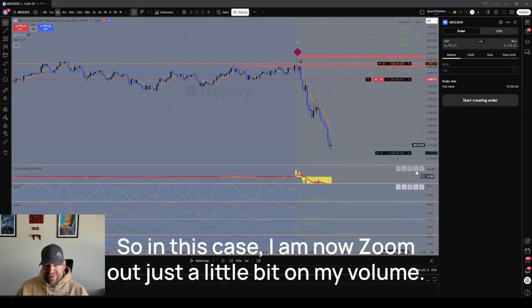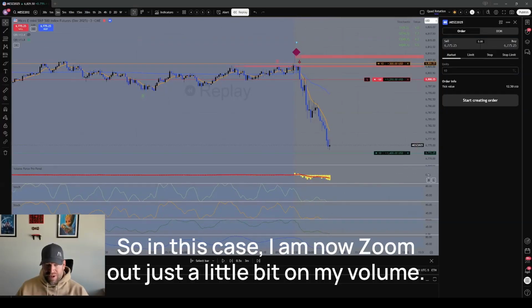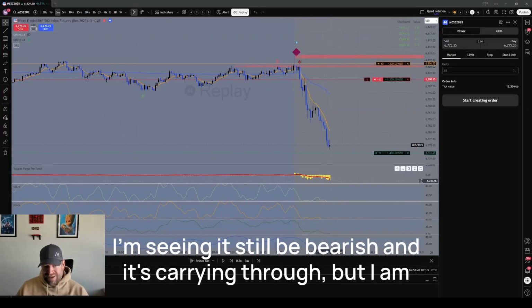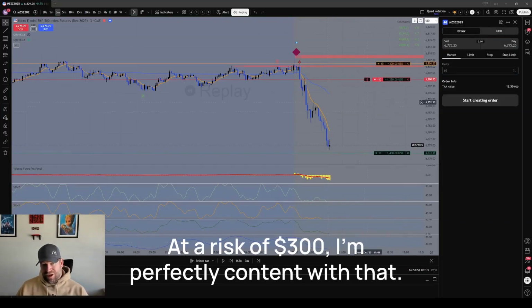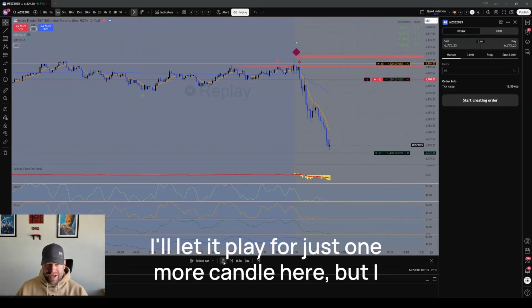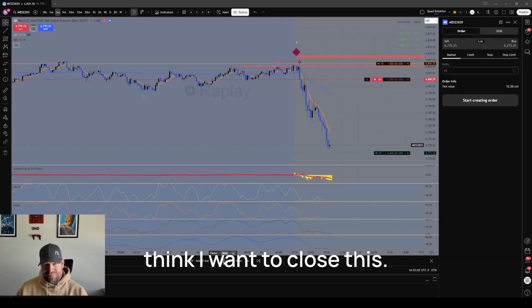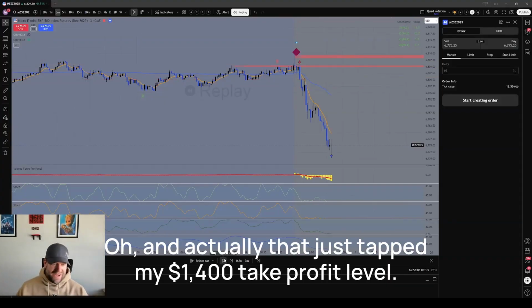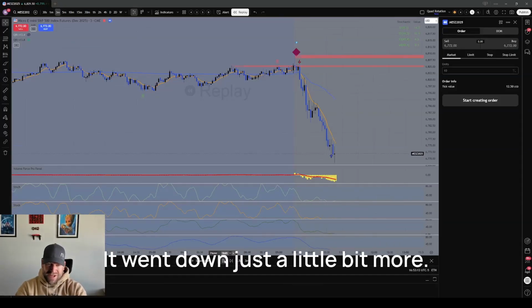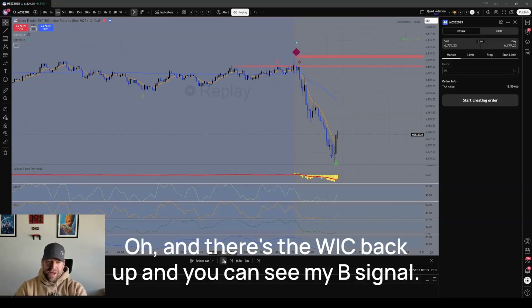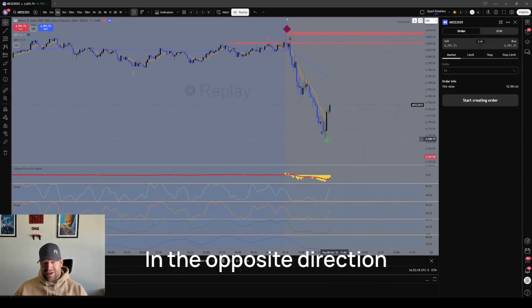So in this case, I am now, zoom out just a little bit on my volume, I'm seeing it still be bearish and it's carrying through, but I am oversold on all 4 stochastics at a risk of $300. I'm perfectly content with that. I'll let it play for just one more candle here, but I think I want to close this. Oh, and actually that just tapped my $1,400 take profit level. Let's see where this ends up going. It went down just a little bit more. Oh, and there's the wick back up, and you can see my B signal in the opposite direction.